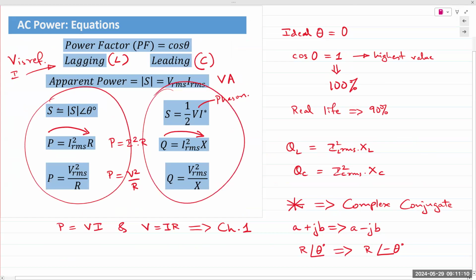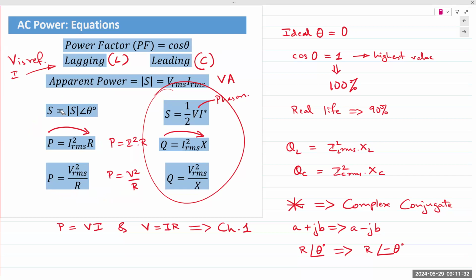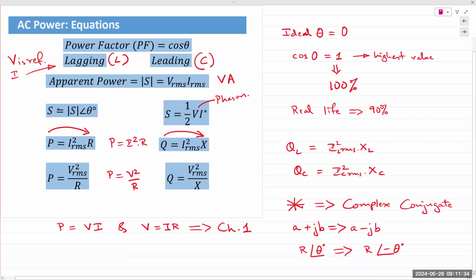Total power for any component can be given by the expression half VI asterisk, meaning we need only the voltage and the current. The voltage source was already given to us. We already determined the current. And so we can apply this equation to find the total power being supplied by the source. So that's one option.